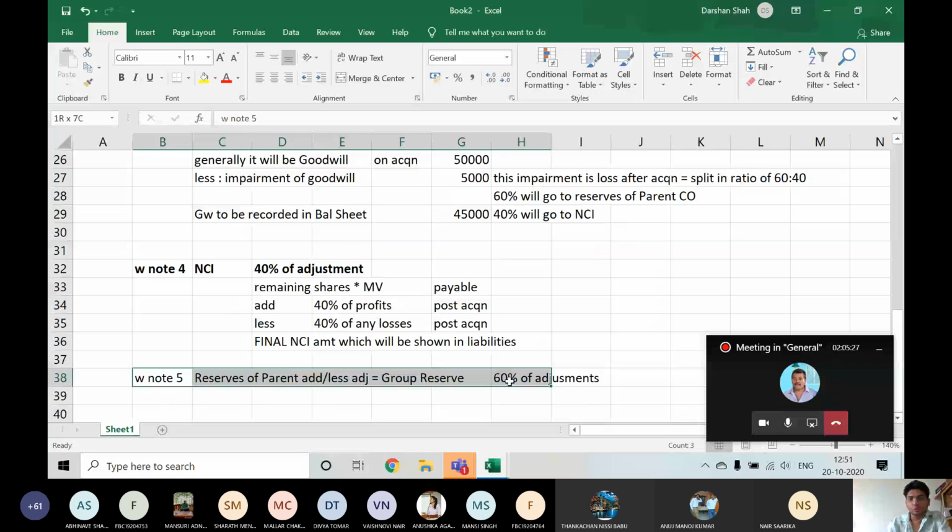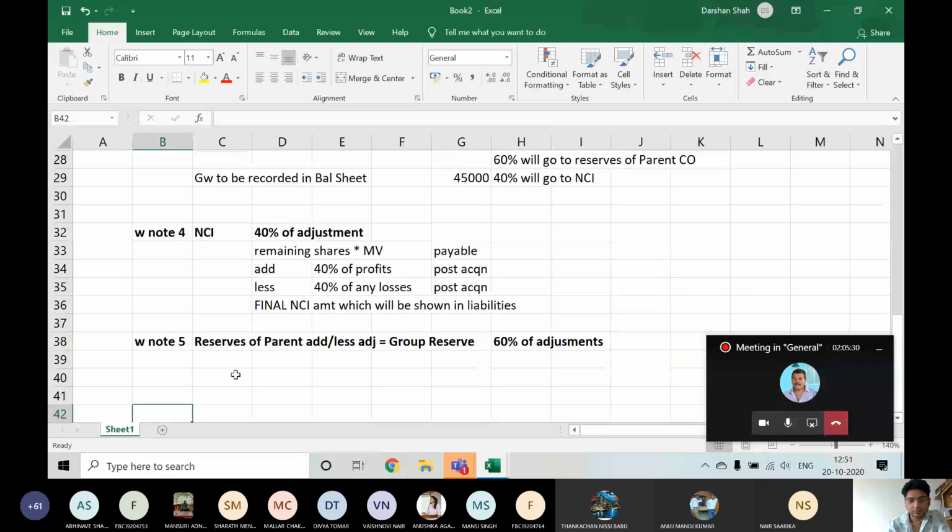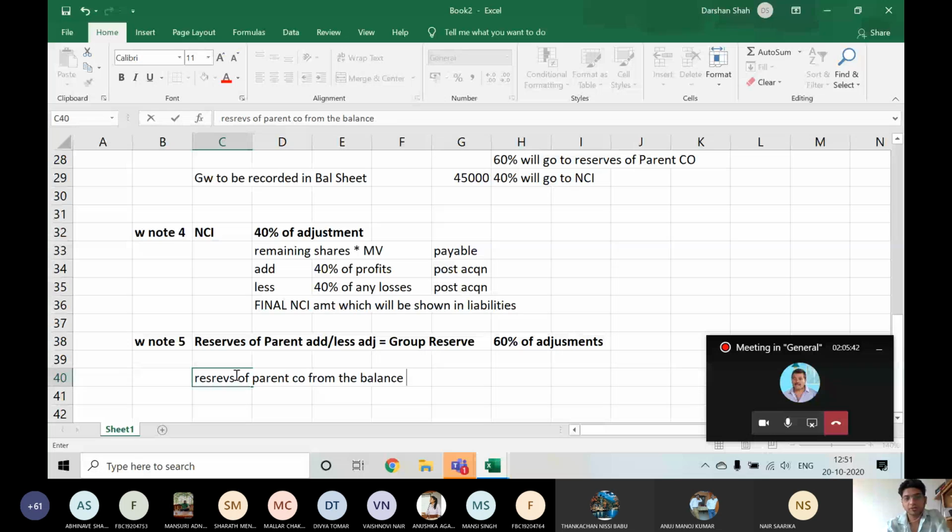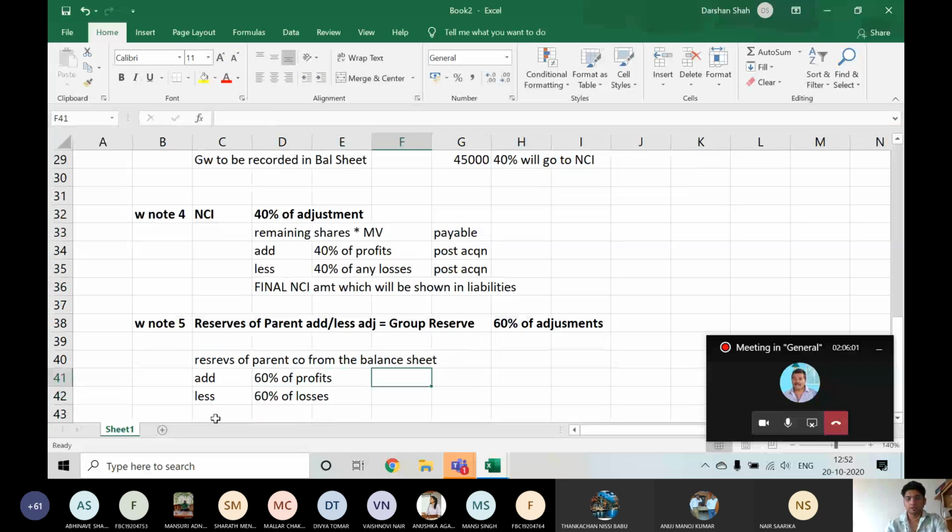Now similarly, in group reserves, where will we start from? Reserves of the parent company from the balance sheet, correct. Again the same thing: we will add 60% of profits, and less 60% of losses. Correct. We will do this on post acquisition.